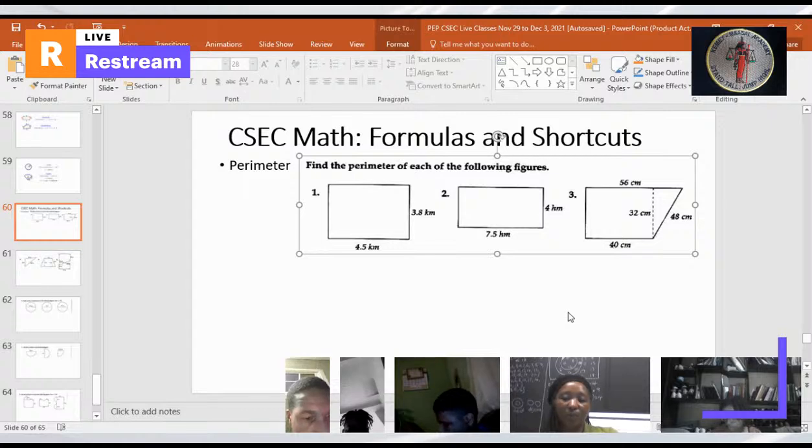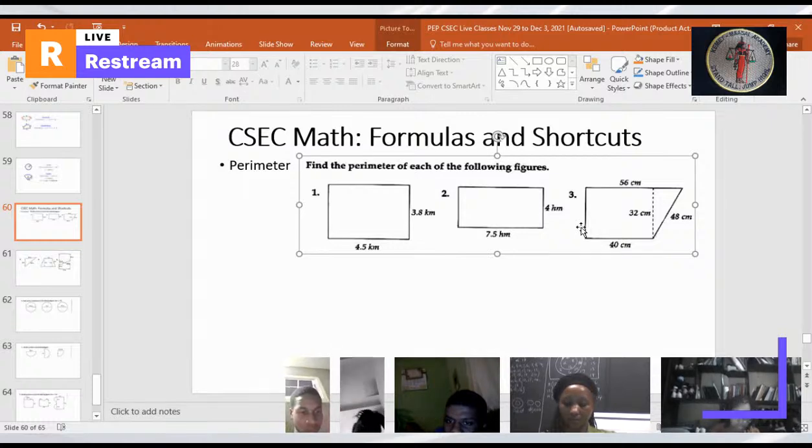All right, and for number 2, the second rectangle, what's the perimeter? Miss, 23 kilometers. How did you get that? Tell me how you got that.